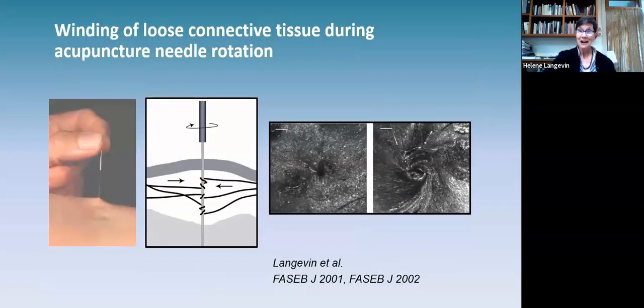Now, 20 years ago, when I first came to UVM, my lab started studying the effect of mechanical forces on connective tissue. And this began with an observation of the forces that were created during the manipulation of an acupuncture needle. You can see here in these ultrasound images that when an acupuncture needle is inserted and then twisted, the connective tissue winds around the needle, as you can see in the image on the right, kind of spirals around. And in the image on the left, you can see that that's just when the needle is inserted but not manipulated. And so this creates a mechanical force in the tissue that you can measure.